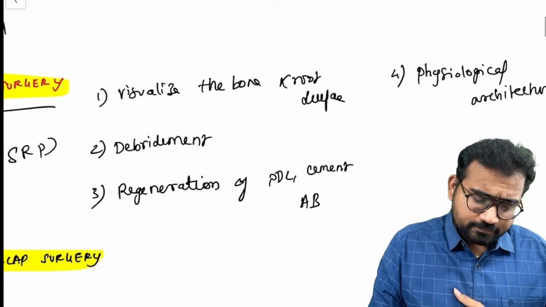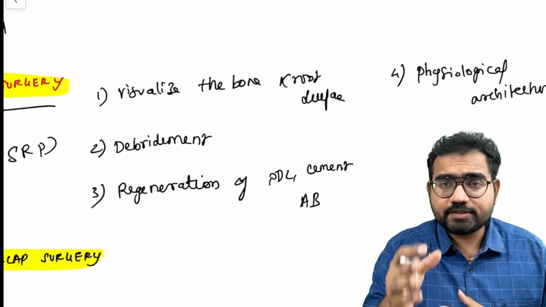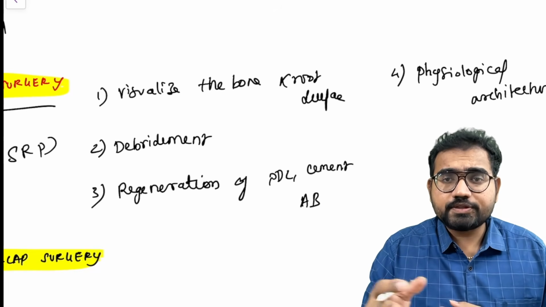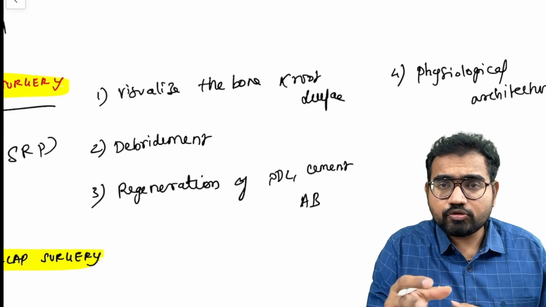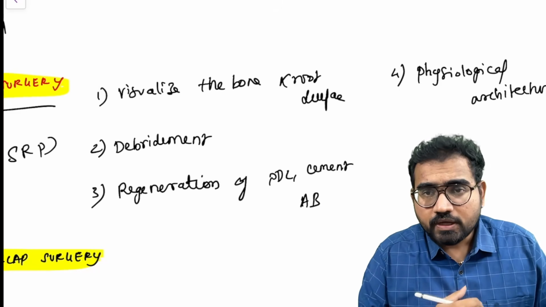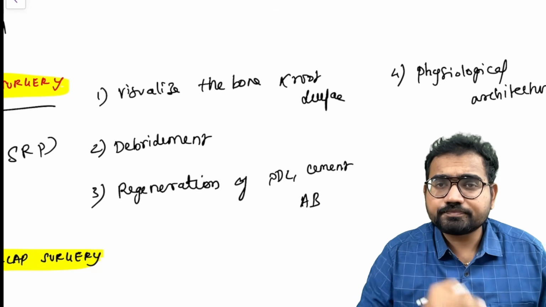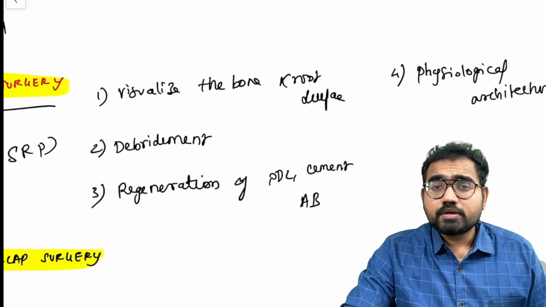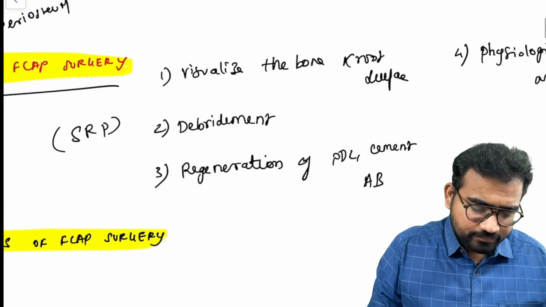Okay, so these are all the four goals of flap surgery: to visualize the bone and root, to gain access to the instruments for debridement, scaling and root planing, clean smooth surface. If at all any defects, I'll go for regeneration of PDL, cementum and bone, and also to restore the physiological architecture, right? Fine.